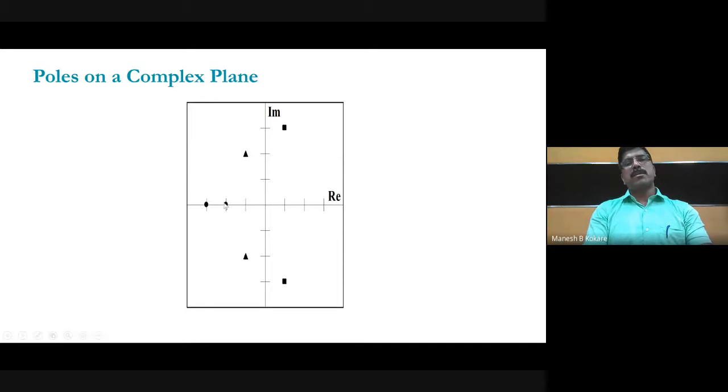Complex plane consists of real axis and imaginary axis. So you know that s is equal to sigma plus j omega. Sigma is nothing but your real part, and j omega is nothing but your imaginary part. So these are basically real zeros, and then this one is a complex pole, and this is also complex zeros, right? So I hope that you have understood how to plot the complex poles and zeros on a complex plane, right? Have you got it?